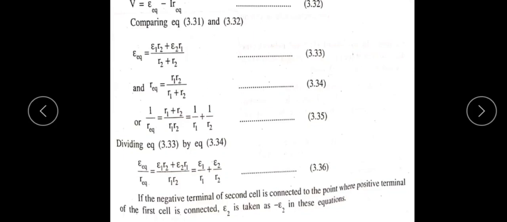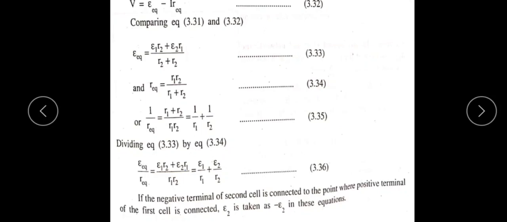Then what is 1 by R equivalent? If we take the reciprocal of this value, 1 by R equivalent is equal to (R1 plus R2) divided by R1 R2. If we separate this, we can write it as R1 divided by R1 R2 plus R2 divided by R1 R2. R1 cancels, remaining is 1 by R2. And here R2 is cancelled, remaining is 1 by R1. Hence 1 by R equivalent is equal to 1 by R1 plus 1 by R2. That is equation number 3.35.